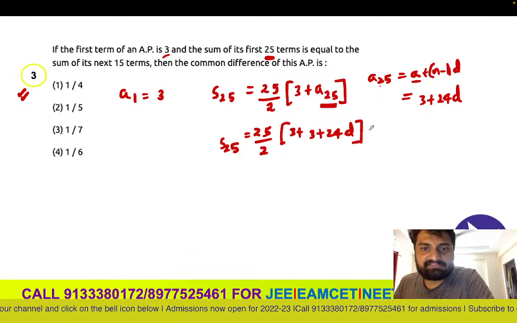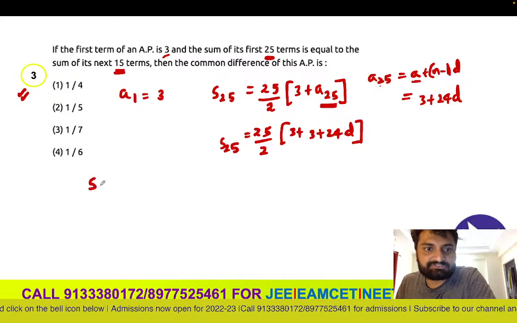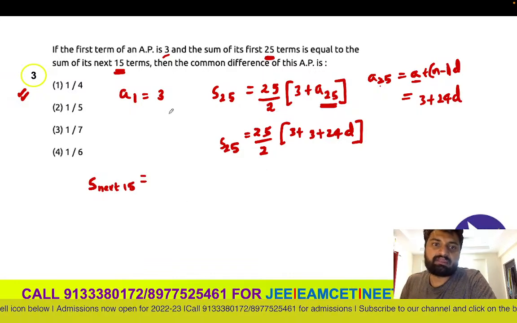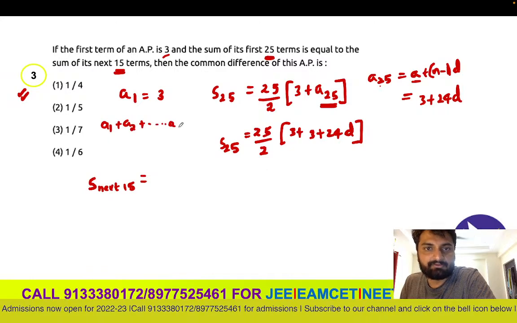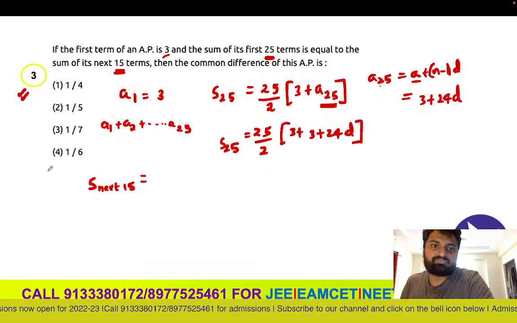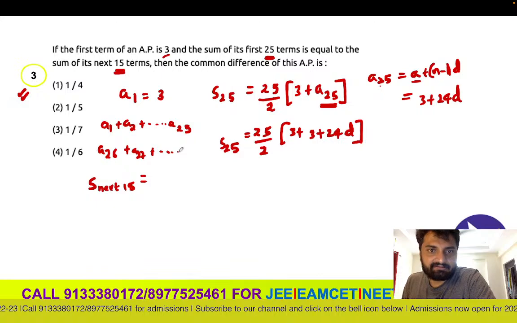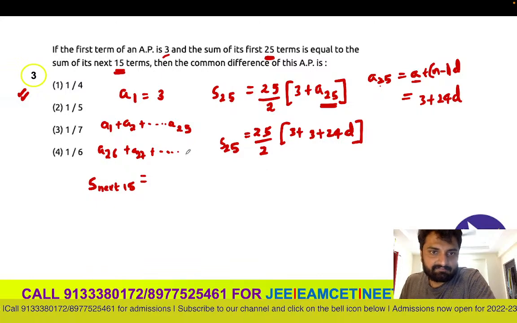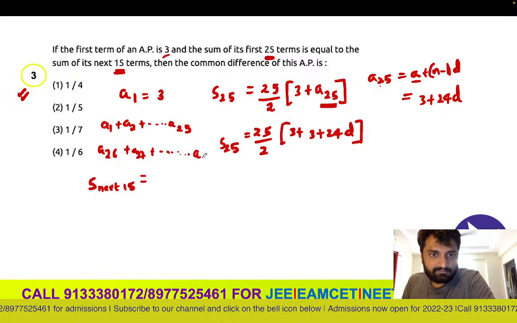So they are saying this is equal to the next 15 terms. So what are the next 15 terms? I will write as next 15. Let us say first 15 are A1, A2, like that up to A25. Next 15 will be what? A26, A27, A28, right? Like that up to, next 15 terms is A42.